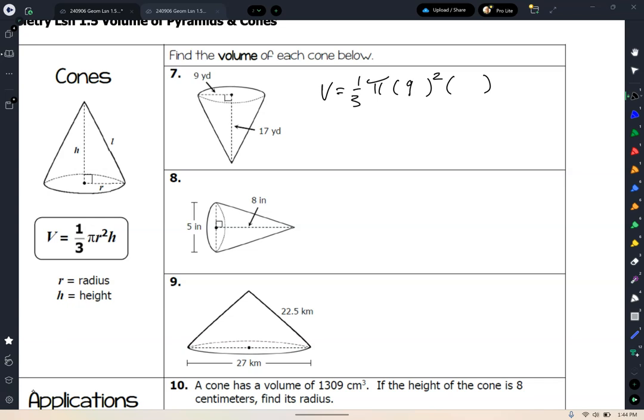Okay, so we get our 9 in here, we get our 17 in here. Volume is equal to, what do you got? 459 pi cubic yards. That's easy, right? We don't need to do more of those, okay?